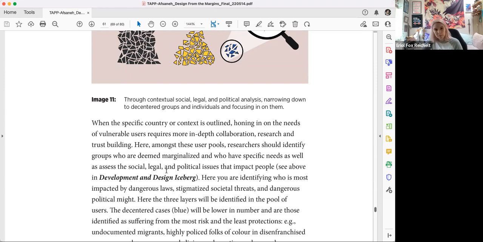There's talk about collaboration, and this is where the participatory and co-design sorts of things come in. It describes this in-depth collaboration. Vulnerable users requires in-depth collaboration, research, and trust building, but it doesn't necessarily describe how that can be done, or whether that can be done, and who should be doing that.